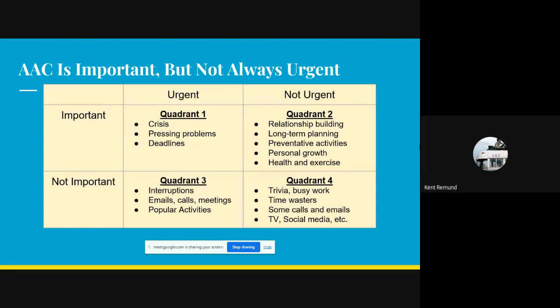It should be a 1, absolutely, right? It should be super important, it should be super urgent. Anyone ever guilty of having that fall into quadrant 2 instead?